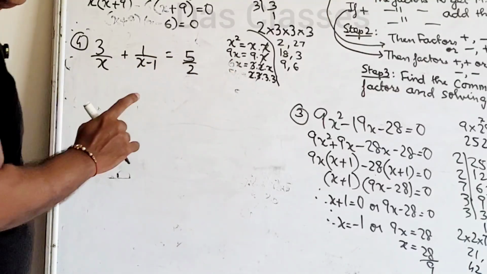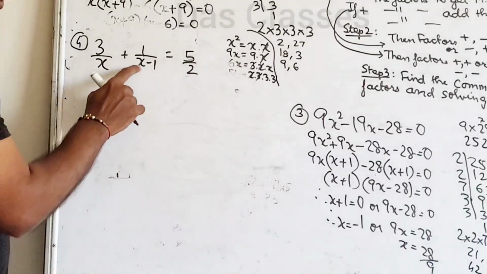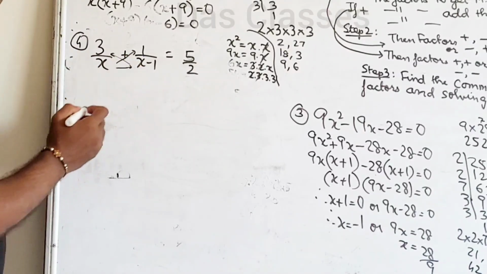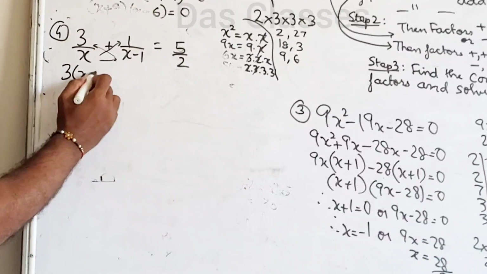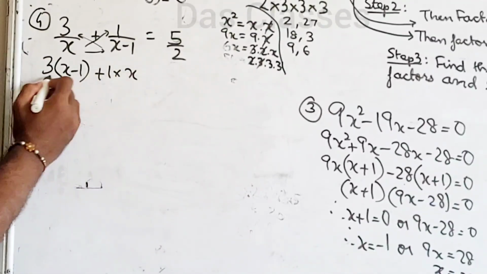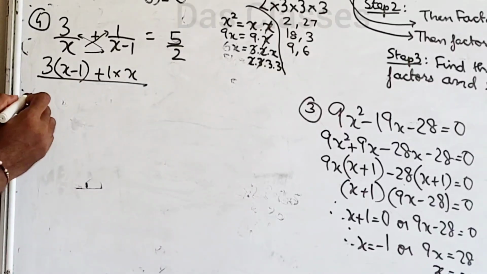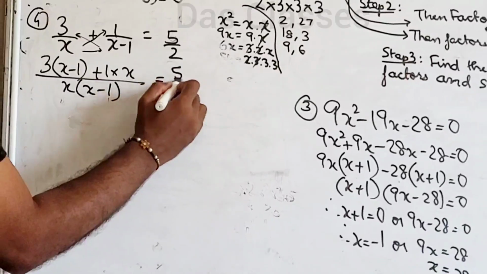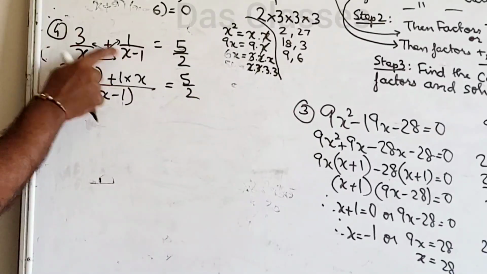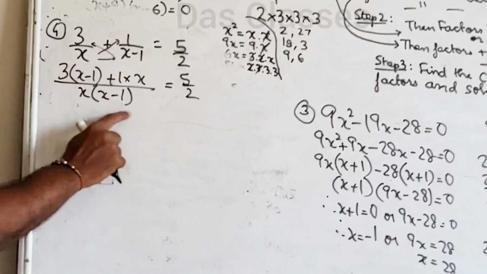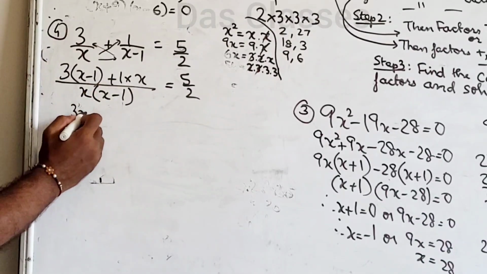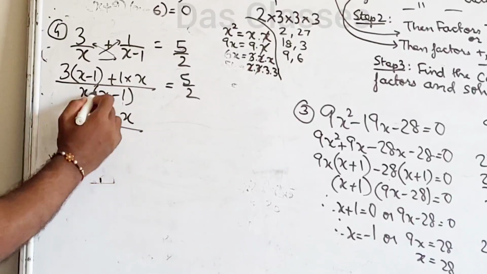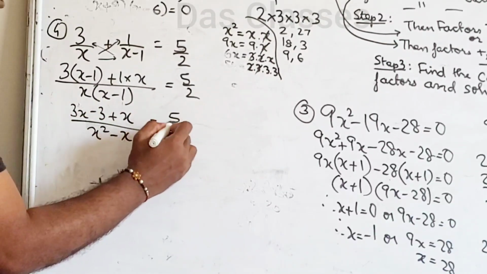In that case, you need to cross multiply first to solve. So how do you cross multiply? This will multiply by this, and the denominators by them. So it's going to be 3 bracket x minus 1 plus 1 into x upon x into x minus 1 is equal to 5 upon 2. So once more, we have multiplied this by this, and the denominators we have multiplied. So 3 into x is 3x, 3 into 1 is 3 plus x, x into x is x square, x into 1 is minus x, is equal to 5 upon 2.